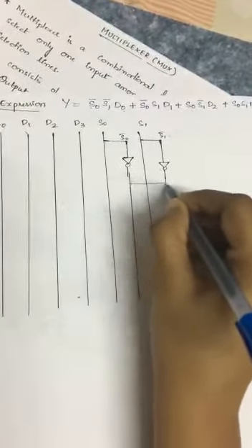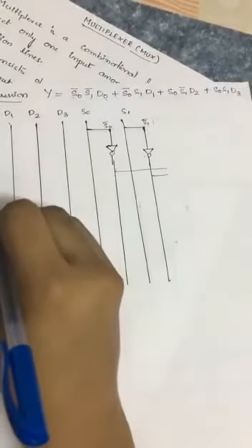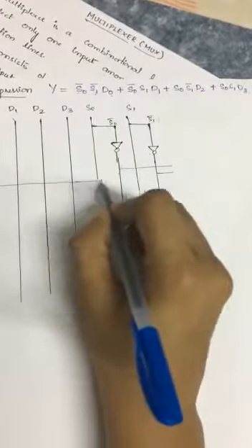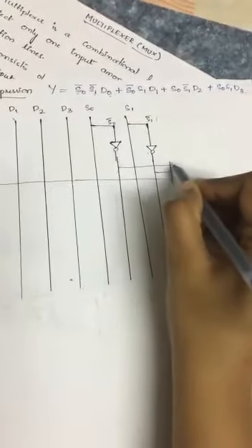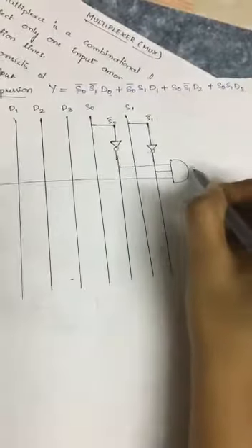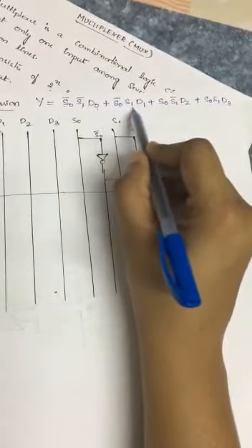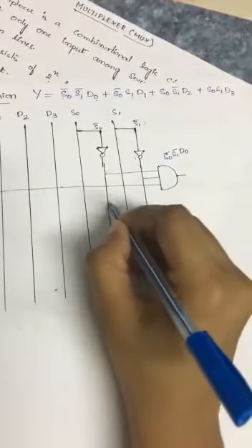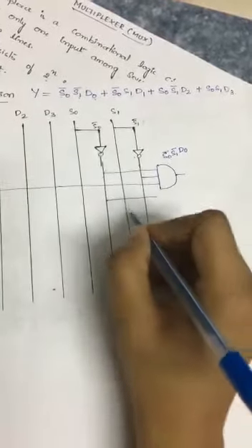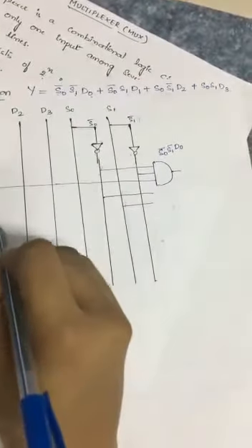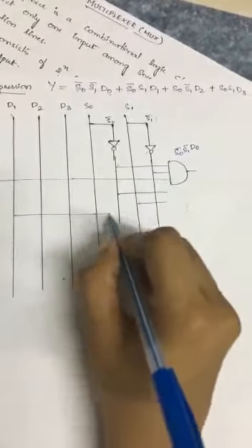So first I am going to have S naught bar as one input and S1 bar as another input, and the next input is going to be my D naught. I am going to give these 3 inputs to an AND gate, so that I am going to get the output as S naught bar, S1 bar, D naught. And next I am going to have S naught bar, S1, D1. So I am taking another input as S naught bar, S1, and next one is D1.